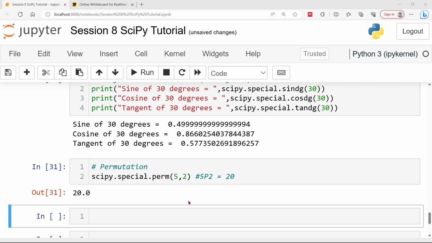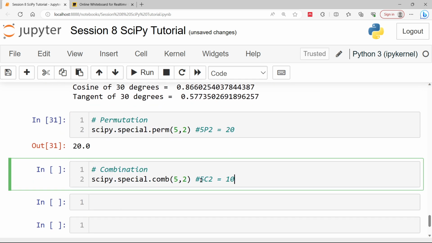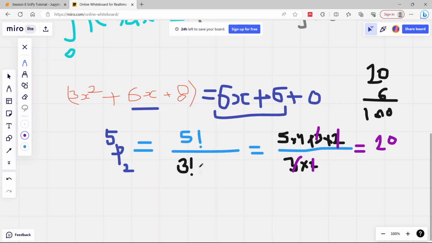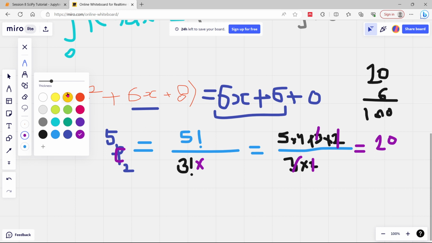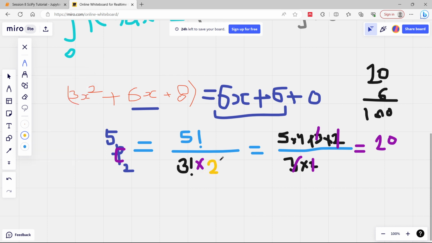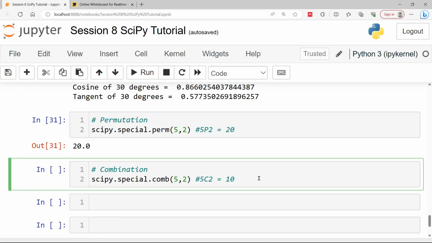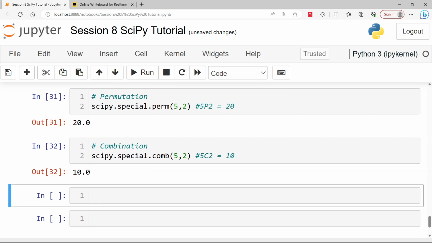Next we have combination, 5C2. In 5C2, we will have a 2 factorial in the denominator also, so we multiply by 2 again. I'll cancel out the 2 with the 4 here and get 2 there. 5 2s are 10, so the output will be 10. Can you see? The 10 is the output. Let me run this code. Here we are getting 10 as output, right?